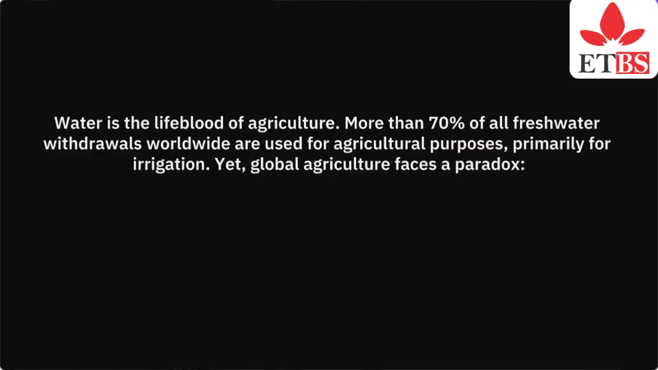This course is designed to bridge the science and art of water use in agriculture. It explores how crops interact with water, how soils retain and transmit water, how farmers can deliver the right amount of water at the right time, and how irrigation can be made sustainable, efficient, and climate resilient.